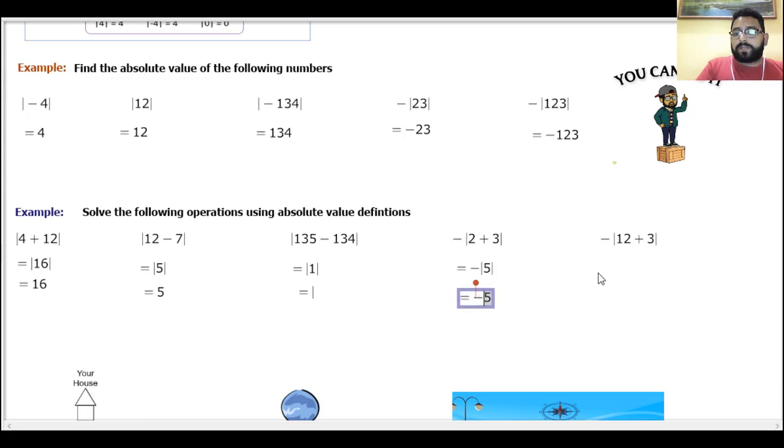And then we have the last one. We copy this symbol, negative, because the negative is outside. Okay, so we copy equal and the negative. And then we solve the operation inside the absolute value bars. 12 plus 3, that is equal to 15. We close, and then we're thinking, what is the absolute value of 15? It's equal to 15. We copy equal, the minus sign, and finally the absolute value of 15, that is equal to 15. Remember, this negative we copy because it's outside, okay?